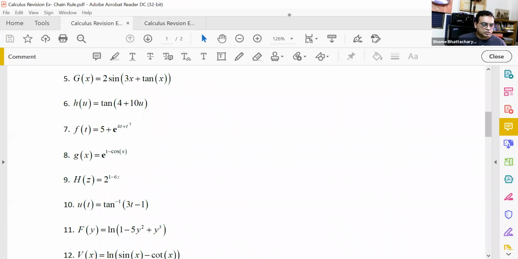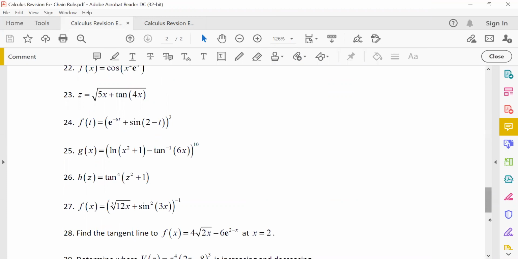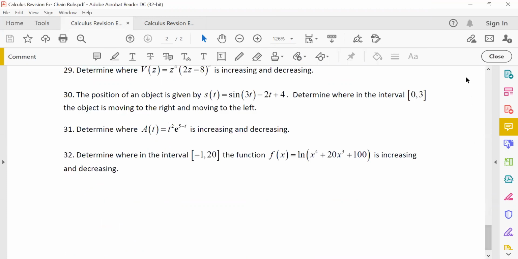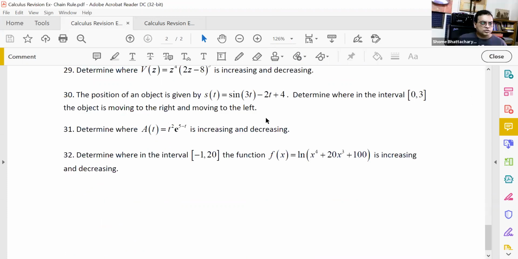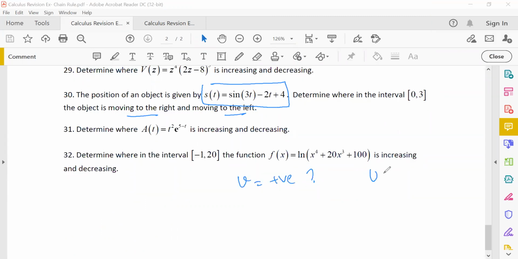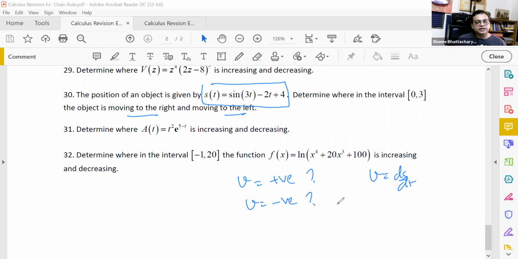Sorry, which question was it? Question number 30. Okay. So in this we have an object that is moving. You are asking about this kind of thing: determine where in the interval the object is moving towards the right and where it is moving towards the left. Moving towards the right means v should be positive. And v is what? ds by dt. And moving towards the left means v should be negative. Okay, so let's start with s.